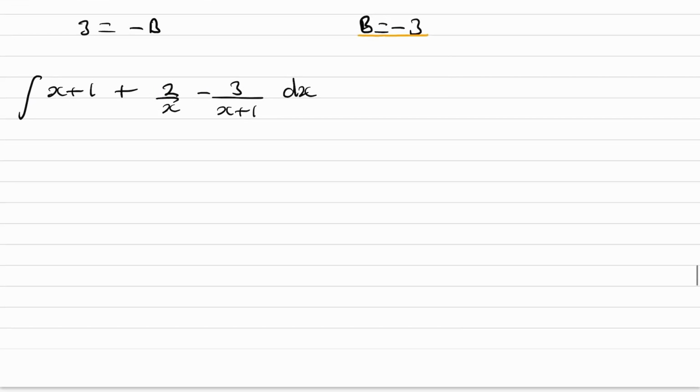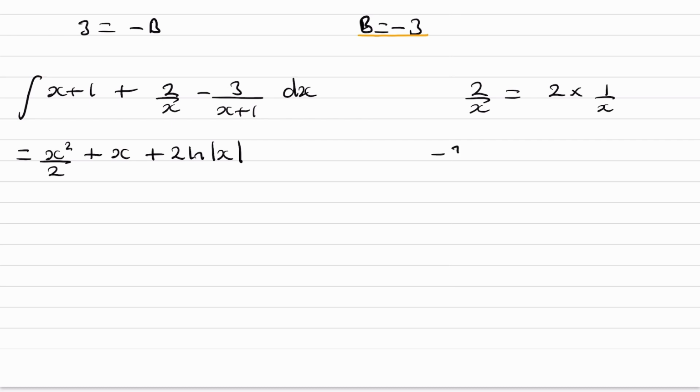So integral of x would just be x squared over 2. Integral of 1 would just be x. 2 over x is just the same thing as 2 times 1 over x, and 1 over x integrates to make ln x. So the next term will just be 2 ln x. For the minus 3 over x plus 1, we can rewrite that as minus 3 multiplied by 1 over x plus 1. And 1 over x plus 1 will integrate to make ln of x plus 1.